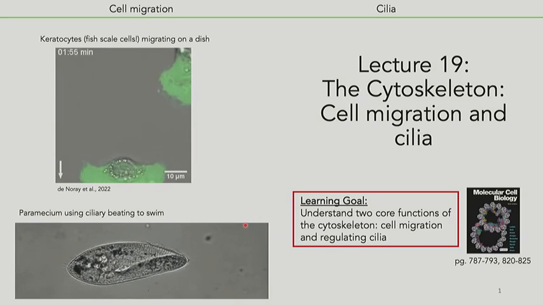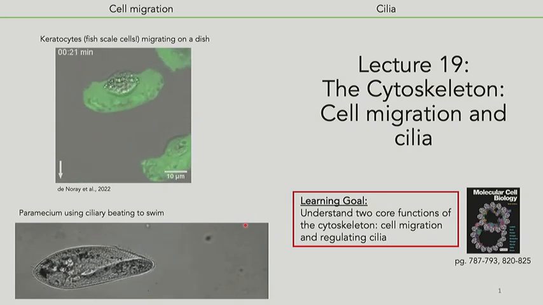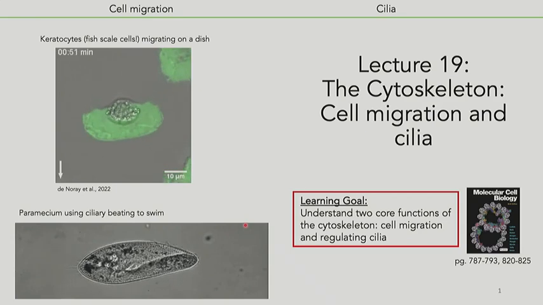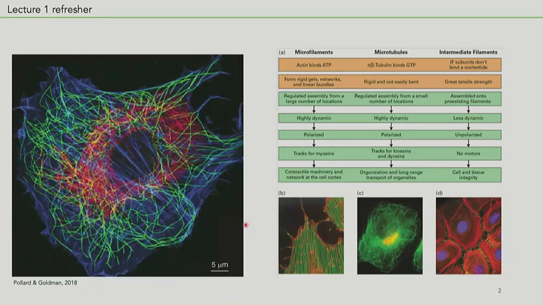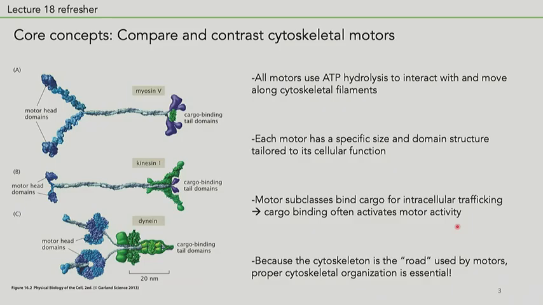So today, we're going to wrap up our section on the cytoskeleton. And we've discussed thus far, as a refresher, the different cytoskeletal filaments that are found in eukaryotic cells. We have microfilaments that are made of actin, microtubules that are made of tubulin heterodimers, and then this large group of intermediate filaments that are made up of different protein subunits. And we talked about the dynamics of these filaments, and then last class we talked about the three major classes of motor proteins that are found in eukaryotic cells.